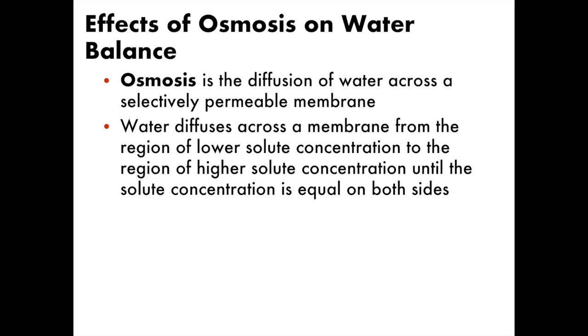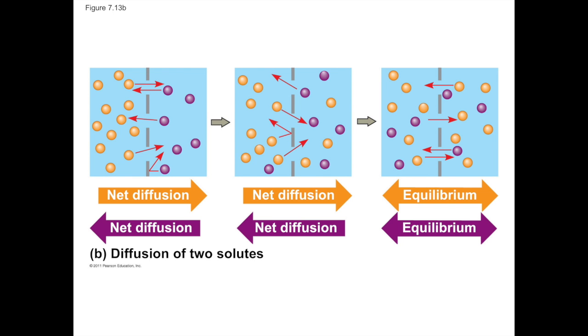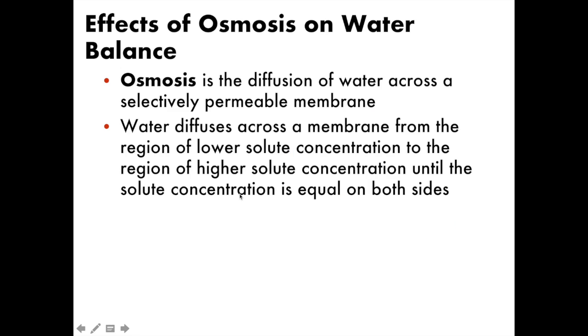Okay, so osmosis is diffusion of water across a membrane, a selectively permeable membrane. So water is going to diffuse from the region of lower solute concentration to the region of higher solute concentration until solute concentration is equal on both sides. So imagine in this example that these particles cannot cross that membrane, but water can. So water is going to eventually come to equilibrium by diluting whatever solute particles are on a particular side of that membrane.